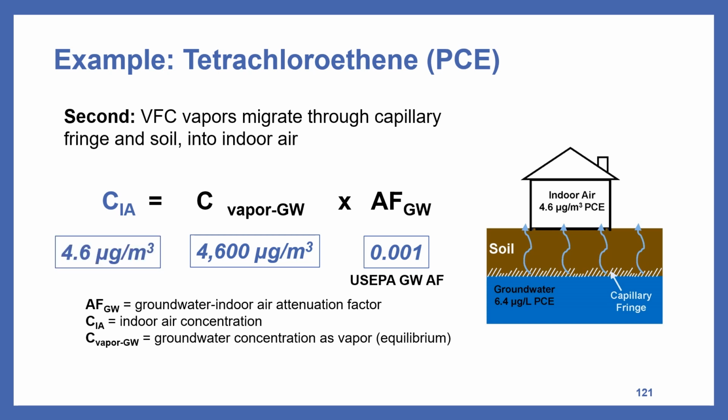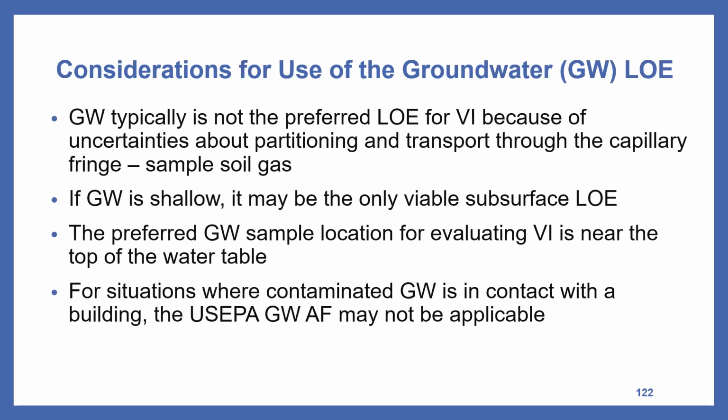So let's wrap up discussion of attachment 4 with considerations for when to use the groundwater line of evidence for vapor intrusion evaluations. Typically it's not our first choice when evaluating VI because of uncertainties about equilibrium partitioning and transport through the capillary fringe. So in general, if you have vadose zone soil to work with, we would rather sample soil gas and directly measure what's in the vapor phase. However, if groundwater is shallow, the groundwater line of evidence may be our only viable subsurface line of evidence choice.